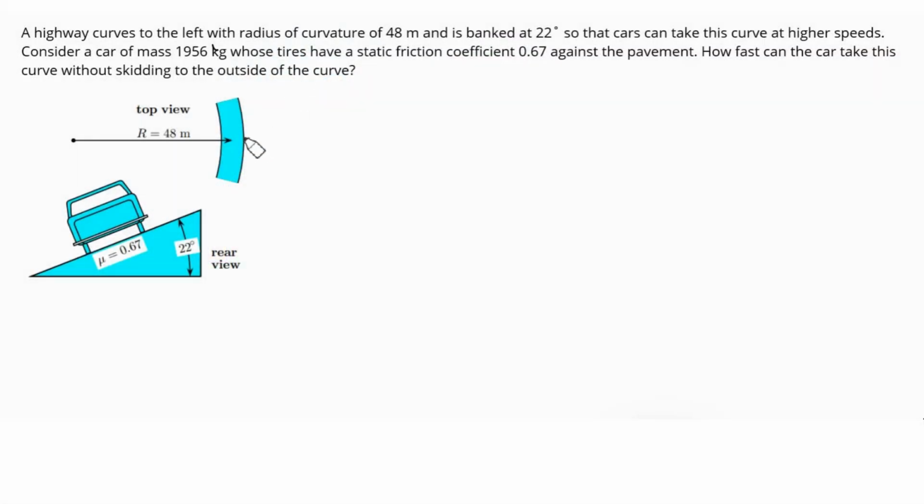So here's an interesting problem we often see for circular motion. We have a car going around a banked curve. Here's a top view. The car is basically up here going along this track.